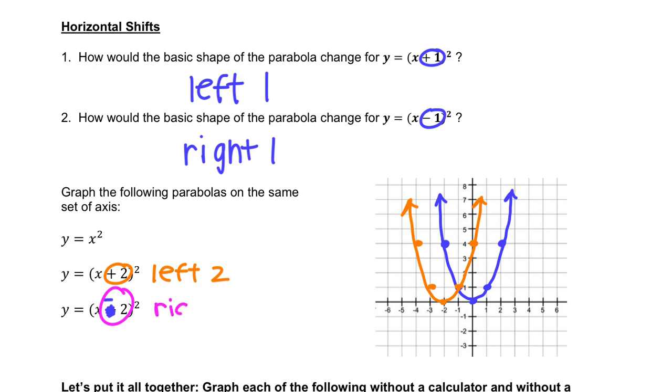So then this last one is x minus 2. So we're going to go right 2 from the original. Right 2. Right 2. Right 2. Right 2. Pause. Does that mean we have 2 lessons? No.